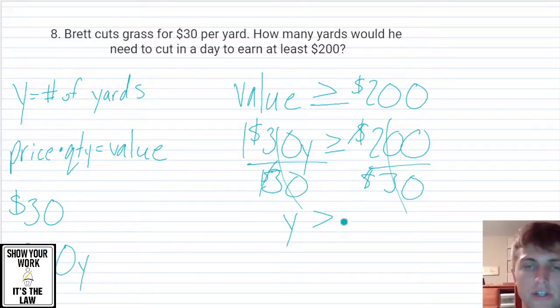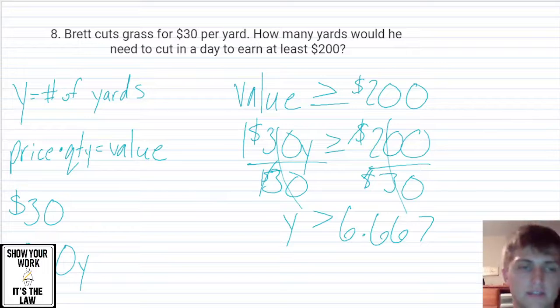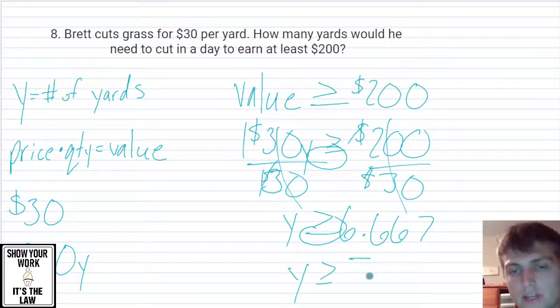So we actually have, I think it's 6.667. So he has to mow greater than 6.667 yards. Is he going to get paid if he doesn't mow a complete yard? No. So in that case, I forgot the little equals part. In that case, we need to round up. So he needs to mow greater than or equal to 7 yards in order to earn at least $200.